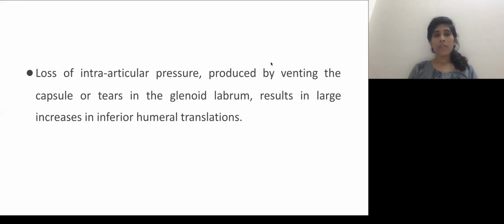So if we lose this intra-articular pressure, which can be caused by any trauma or any tear in the glenoid labrum, it results in a large increase in the inferior humeral translation. So that suggests that these structures also are required to be in a proper intact position, so that this will help to avoid the inferior translation.